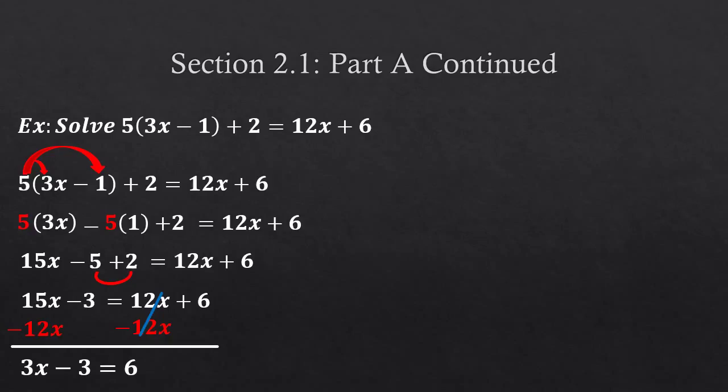Now, I'm going to move the negative 3 to the right hand side of the equal sign by adding 3 to both sides. The 3's on the left hand side cancel. 3x equals 6 combined with a positive 3. Both numbers are positive. Add and keep the common sign.